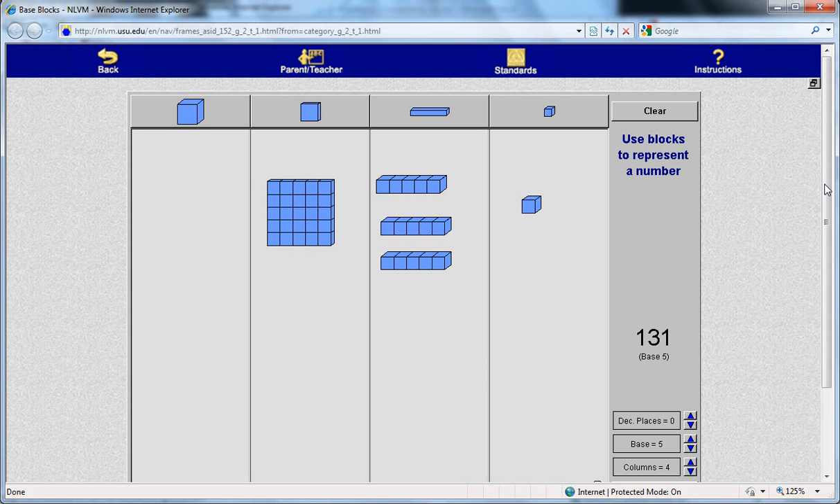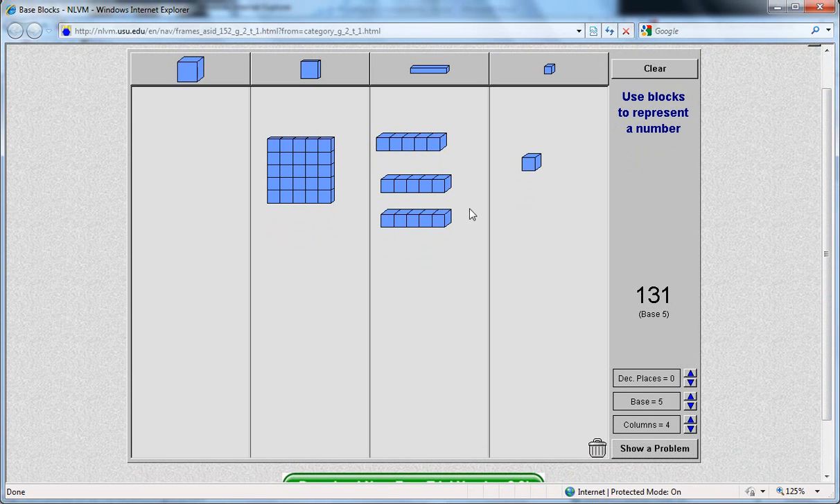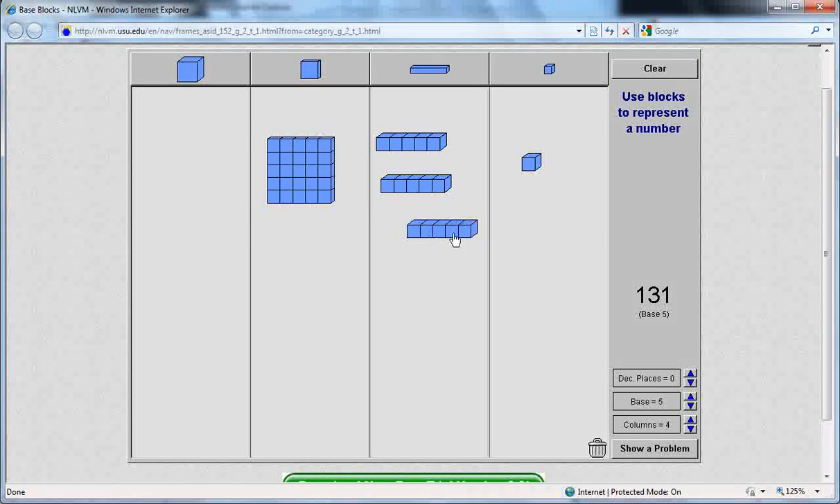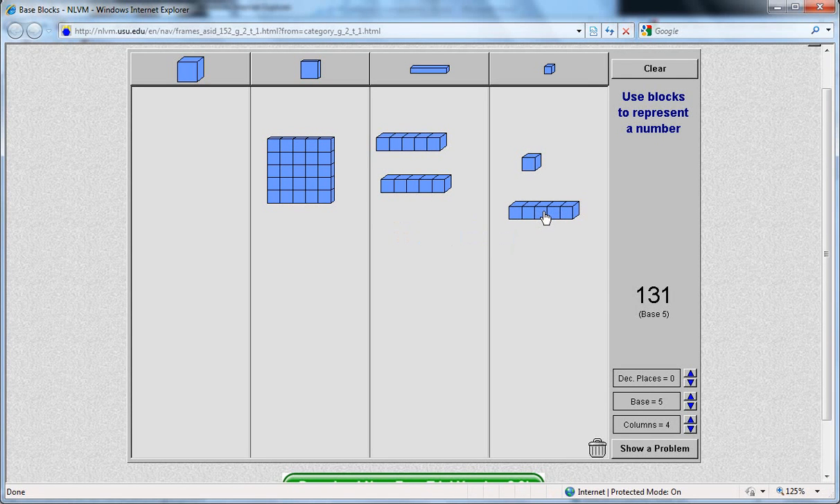Obviously, I don't have 4 longs or 4 units that I can remove. So in order to subtract my 4 units, I need to borrow a long from the previous column, and now I can subtract 4 units. So put those in the trash can. 1, 2, 3, and 4. So I'm subtracting 4, 4. I've subtracted my 4 ones, or my 4 units.